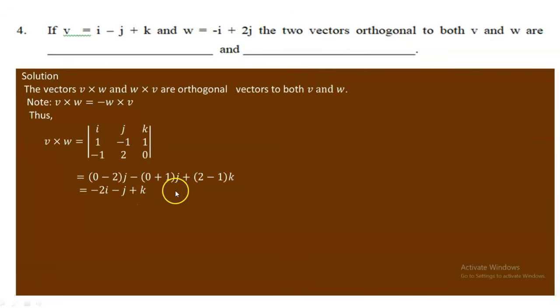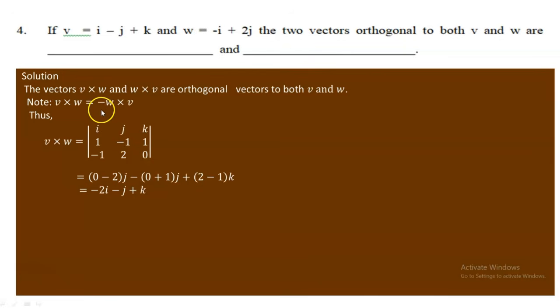So dear students, the vector v cross w, which is given by -2i minus j plus k, is orthogonal to both v and w. How do you assure that? Just carry out the dot product between the obtained expression and these two. You will obtain that to be 0, students.